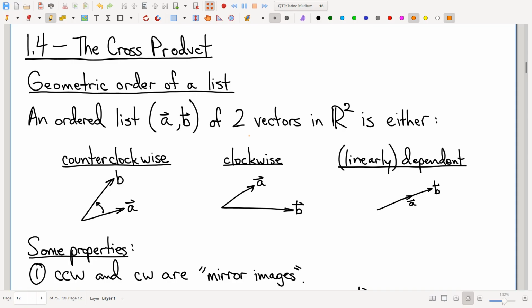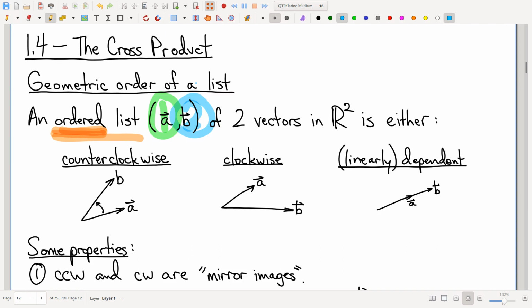So I'm going to talk about when you have two vectors, specifically an ordered list of two vectors. So the order matters. When I say A and B, I don't mean the set of vectors A and B. I named them in alphabetical order for no reason, but it doesn't matter. No, I mean the ordered list. A is importantly first. B is importantly second. That's what we mean by an ordered list.